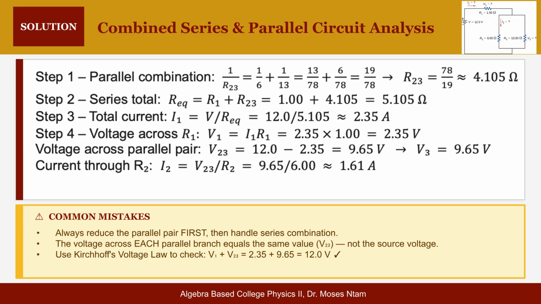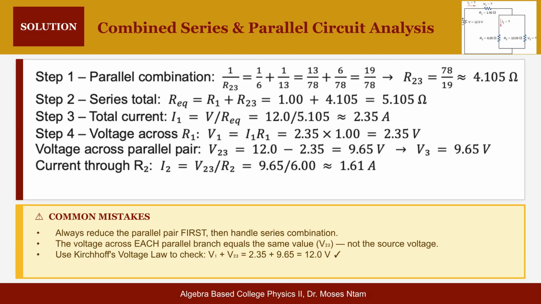The solution involves 4 steps. First, combine R2 and R3 in parallel to get R23, approximately 4.105 ohms. Next, add R1 in series for the total equivalent resistance, 5.105 ohms.